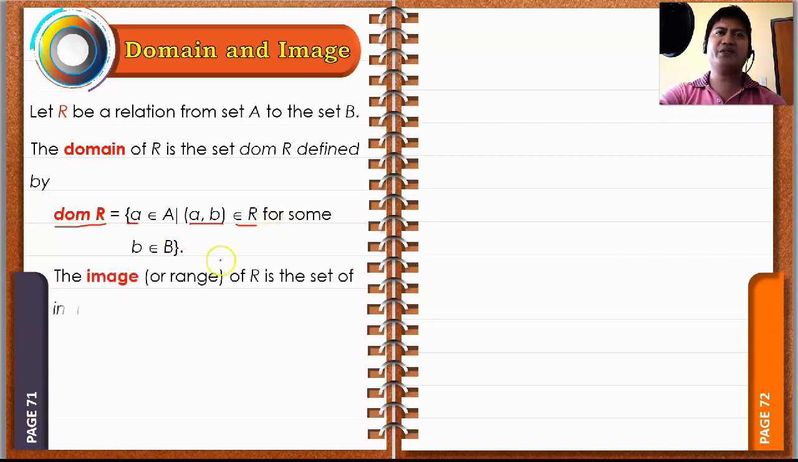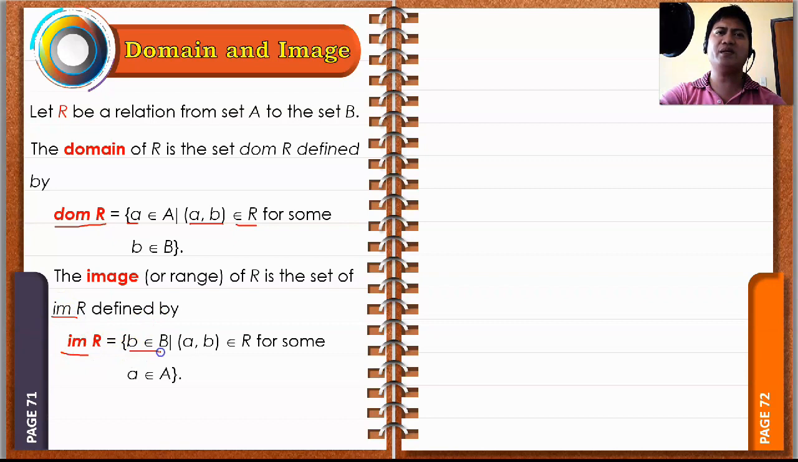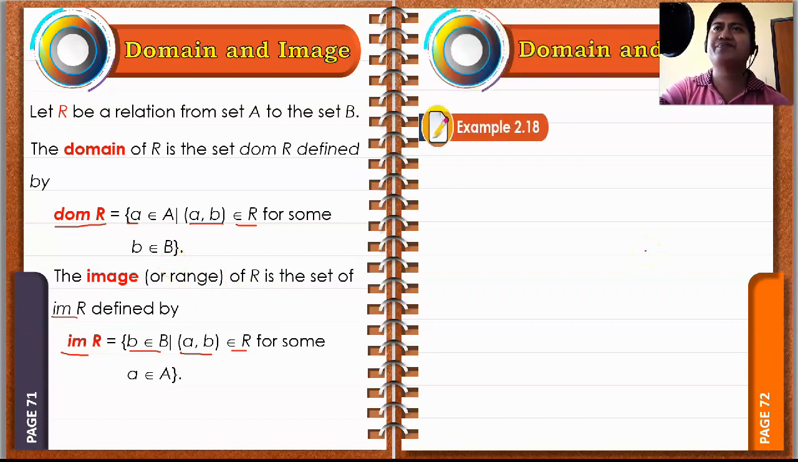And the image, or the range of R, denoted Im R, is the set of all b such that the ordered pair (a, b) is an element of our relation for some a in A. So to understand the difference between the domain and the image of the relation, let's have an example.